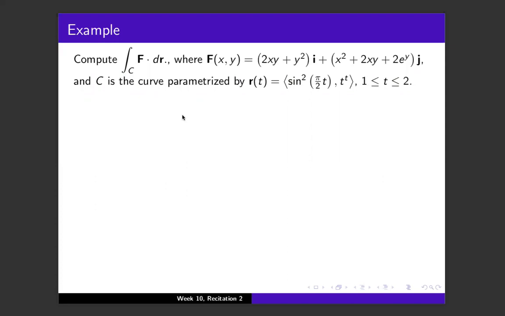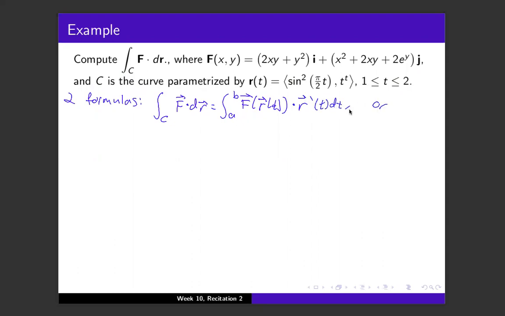Now, again, there are two formulas we can use. The two formulas in this case are: the integral of F dot dr is the integral from a to b of F of r of t dotted with r prime of t dt. Or we could use the integral over C of the gradient of little f, if such a gradient exists, which is little f at the end minus little f at the start.